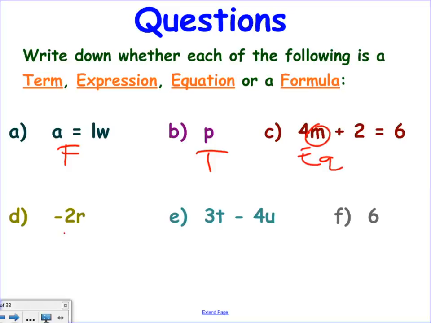It's a term. And the trick is, the reason it's a term is it's not just got 2r, it's minus 2r. Minus 2r is just a negative number, so it's not got anything here to link to, so it can't be an expression, because expressions join terms. So that's just a negative number, so that's a term. 3t minus 4u, that's our expression. And then finally the number 6 is a term.